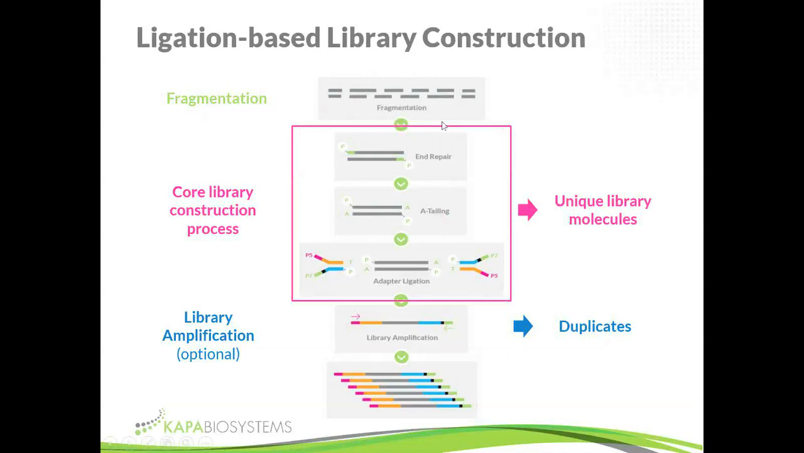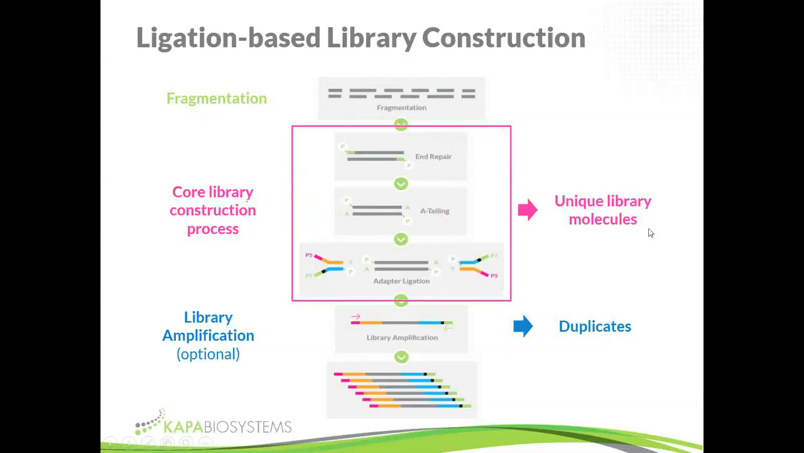The core library construction process is the process that turns random DNA fragments into adapter-ligated libraries. At the end of this process, whatever we haven't gotten adapters on is lost for the rest of the process. So the core library construction process is the key of this whole methodology, and the efficiency of this process matters, because it determines how many unique molecules you end up with.